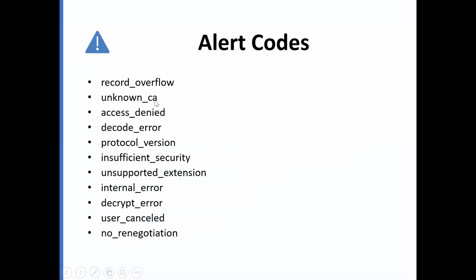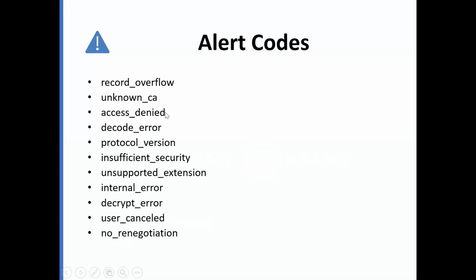Then unknown_CA. CA is nothing but what? Certification authority. They gave the certificate. If that particular certificate is not located, or that certificate is not matched with the trusted CA, because that certificate is given by the certification authority, if that certificate is not matching, then they're going to get the message unknown CA.